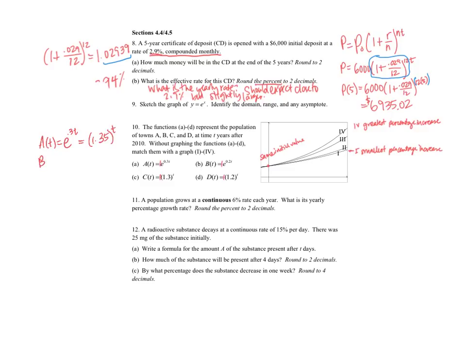Okay, and what is b of t? Well, that's e to the 0.2t. And e to the 0.2 is about 1.221402 something. So like that. And c of t is 1.3 to the t. And d of t is 1.2 to the t.